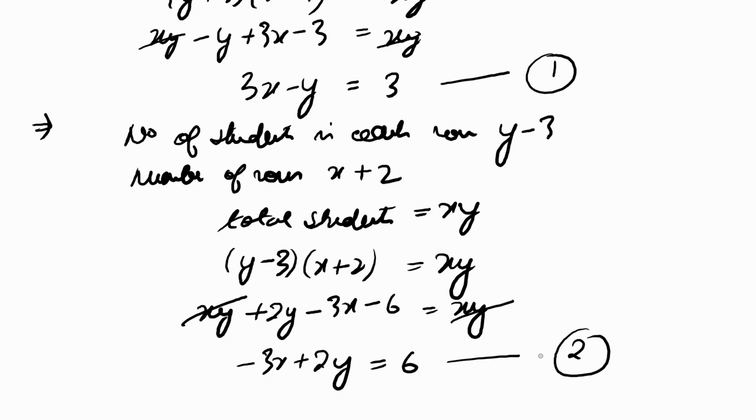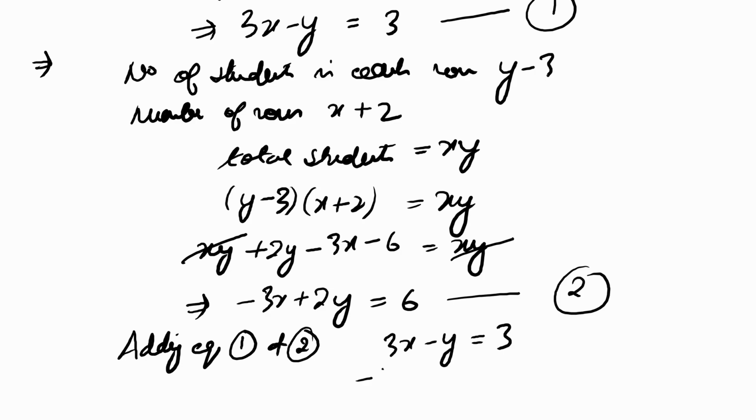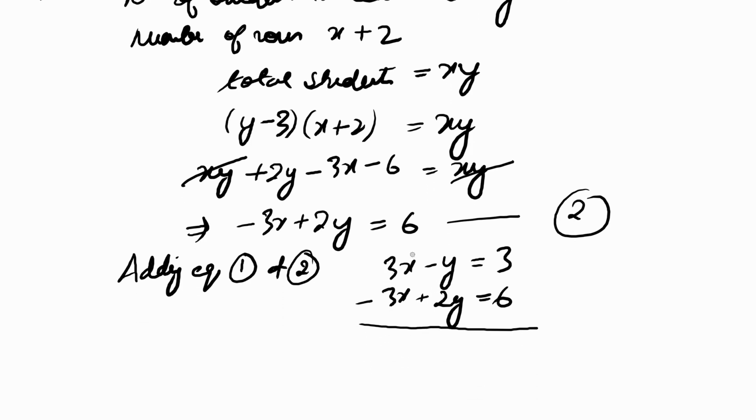Now we can again see that the coefficient of x here is plus 3 and here is minus 3, so we'll again use the elimination method. We'll simply add equations 1 and 2, that is 3x minus y is equal to 3 and minus 3x plus 2y is equal to 6. Adding, this will become y, and this will become equal to 9. So y will become 9.